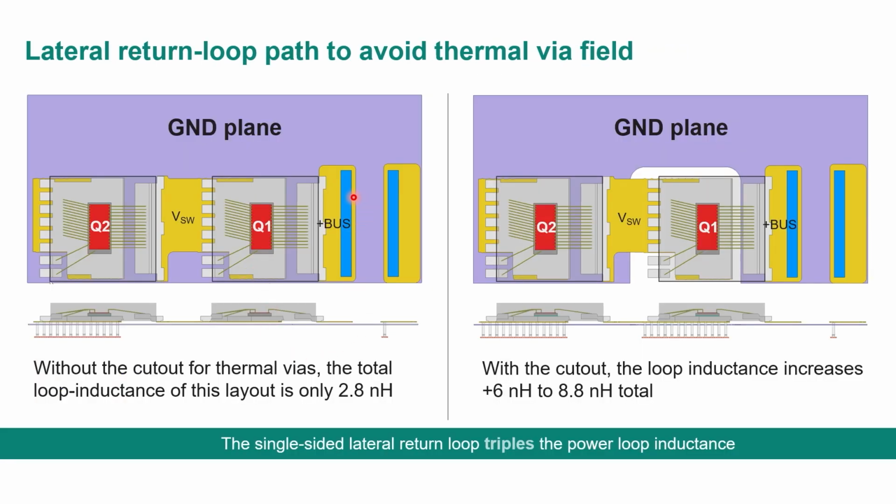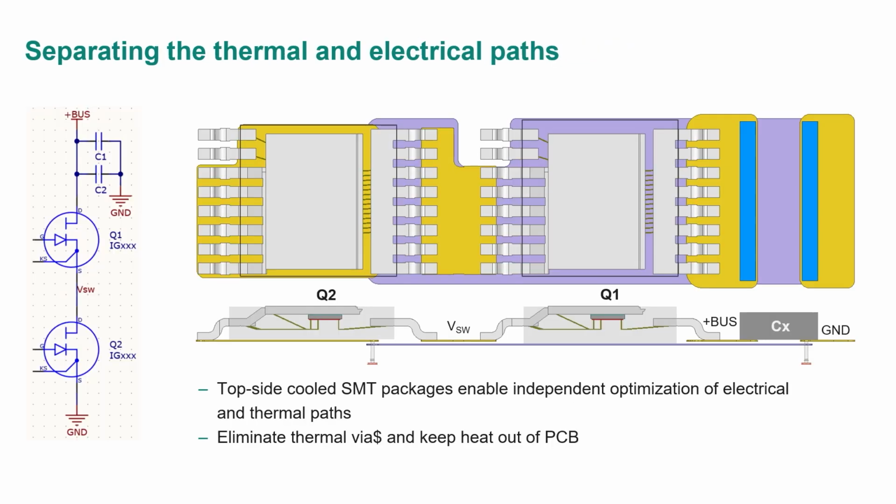So if I didn't have to make the cutout, I'd have a very low 2.8 nanohenry loop inductance. But when I make this cutout, I now create a lateral path, and I end up with a much higher inductance, a factor of 3 higher. This can make it challenging. You can still make this work, but if I want the lowest inductance, the highest performance overall, I go to a different approach. I use a top-side cooled package. You can see that here. So now the thermal path comes out the top, and I can now optimize my layout with no vias.